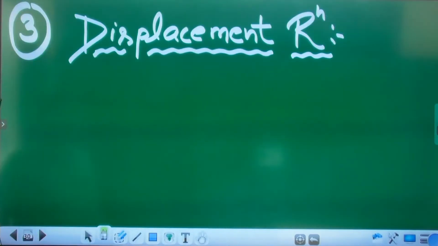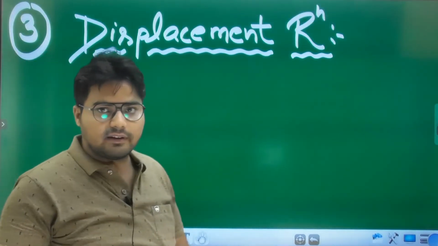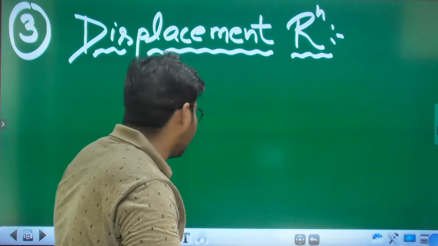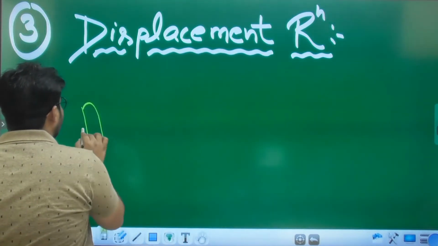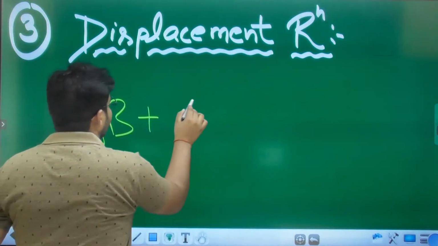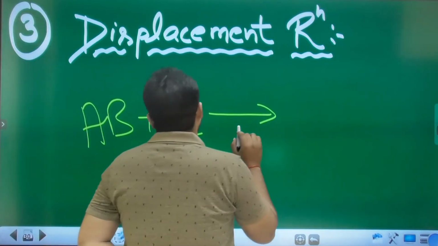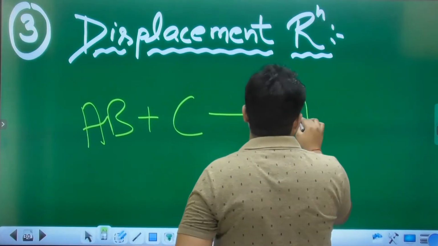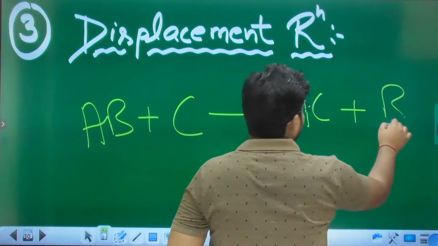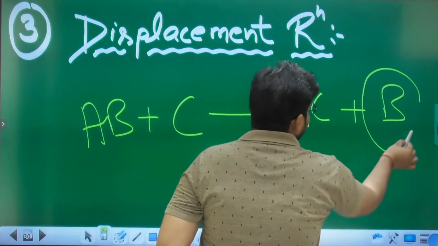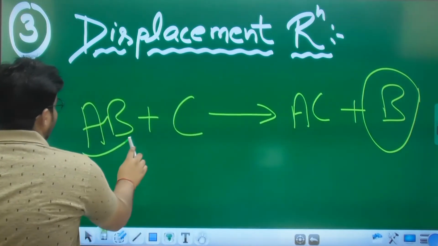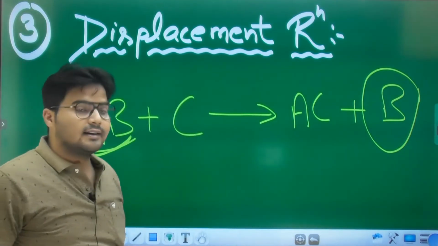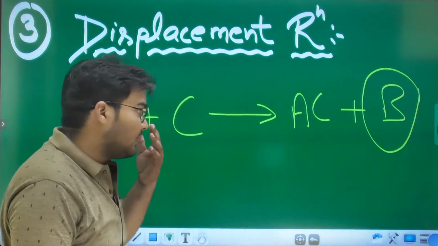Now move to the next one, that one is displacement reaction. What is a displacement reaction? Let us see. Suppose there is a compound AB and another, C, and suddenly B is replaced by C, giving AC, and you see that B is displaced from AB. So this type of pattern is formed by the displacement reaction.